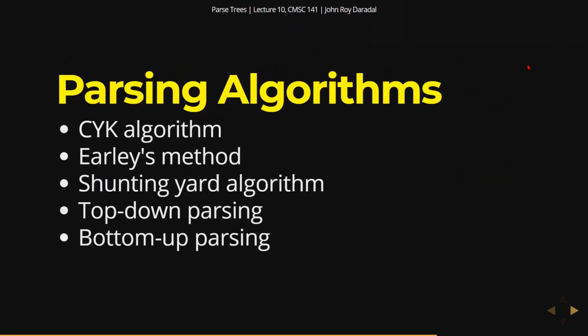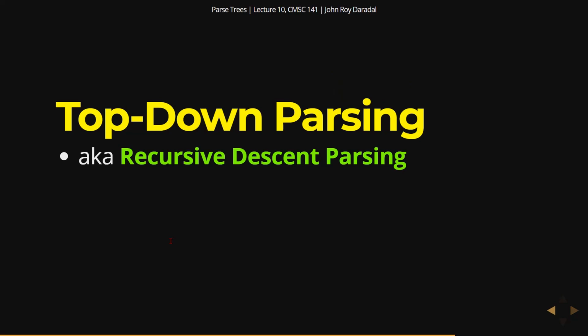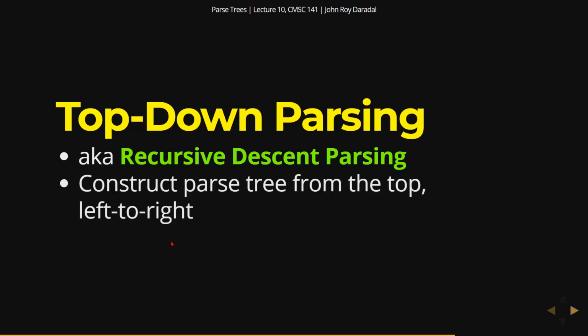Okay, so in parsing, we have several parsing algorithms. Some of them are CYK, Earley's method, shunting yard. Then you usually have the more generic top-down and bottom-up parsing. For this lecture, we'll just discuss the top-down and bottom-up, just to give you an idea of how some parsing algorithms work. So first, you have the top-down parsing, also known as recursive descent parsing. What this does is you construct the parse tree from the top, from left to right, and then you go down. So that's why it's top down.